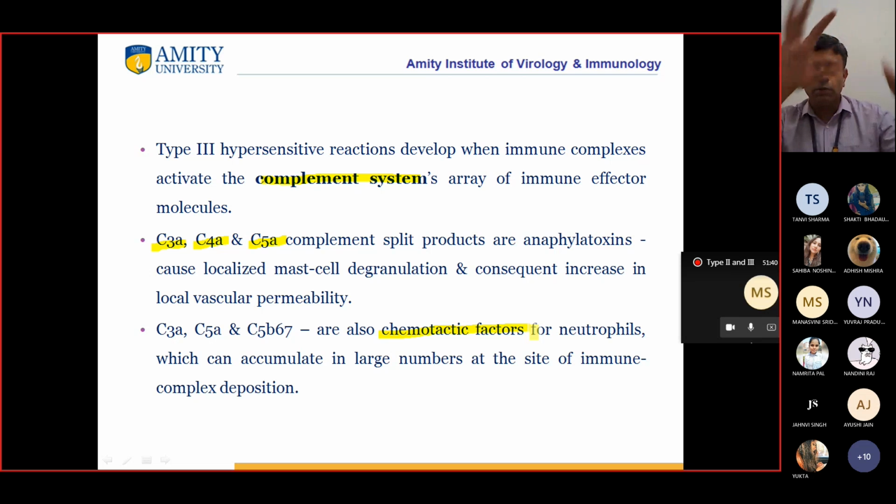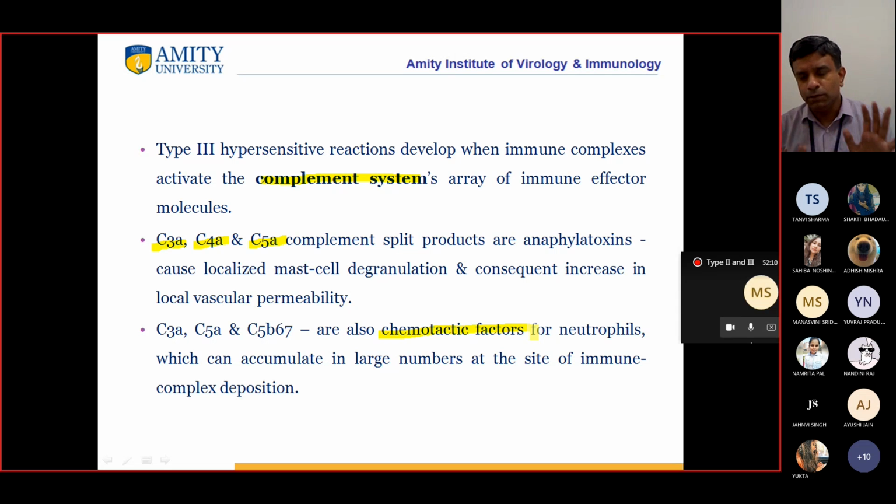Okay, now obviously a lot of neutrophils can accumulate, right? Which can accumulate in large numbers at the site of immune complex deposition. So जहां भी immune complex deposit हुए, right? So they were in the circulation, now they have got deposited, right? Now a lot of neutrophils are coming to this site, right? अब क्या होगा, वो एक के बाद एक के बाद एक बहुत सारे neutrophils आना शुरू हो जाएंगे.